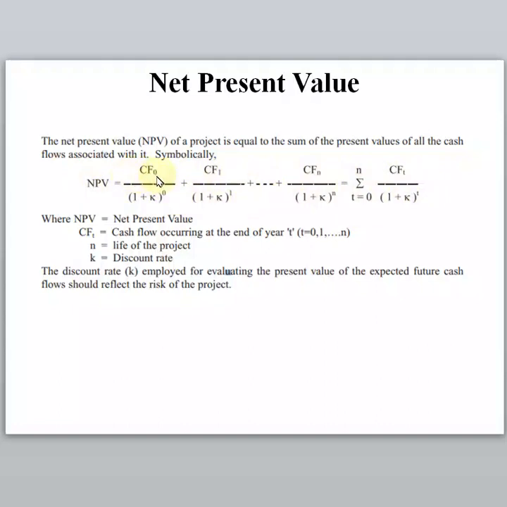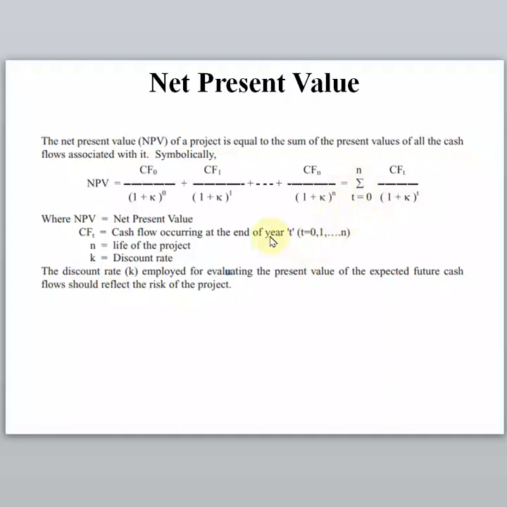For example, CF0 is the cash flow of year 0, then the cash flow for year 1, and so on up to N times. The important formula here is the summation of T equals 0 to N of CFT upon (1 plus K) to the power T. CF is the cash flow, K is the discount rate, and T is the year, from 0 to N, where N is the life of the project. Suppose the life of the project is 5 years, so N will be 5, and T will vary from 0, then 1, 2, 3, 4, 5, and so on.